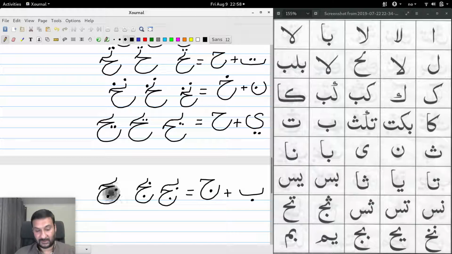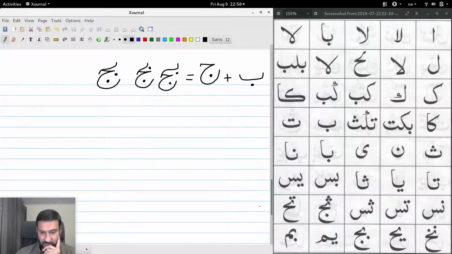And we notice that there is a lot of distance between these two dots. So these two dots belong to two different alphabets. So this one is beneath this line, so this means it's a ba, and this is jim in its full form here, like so, ba jim.